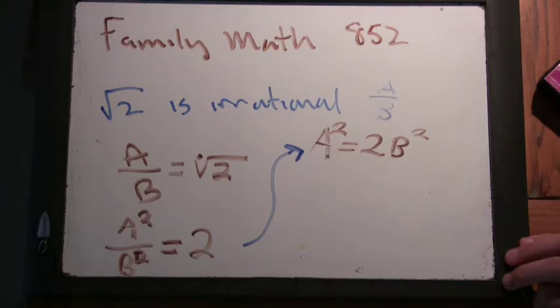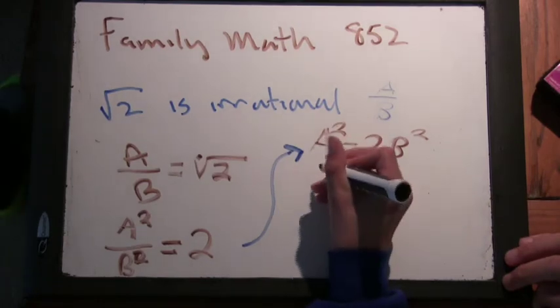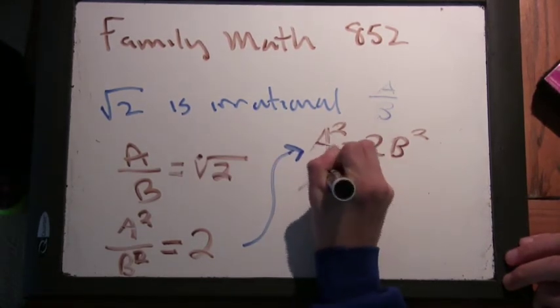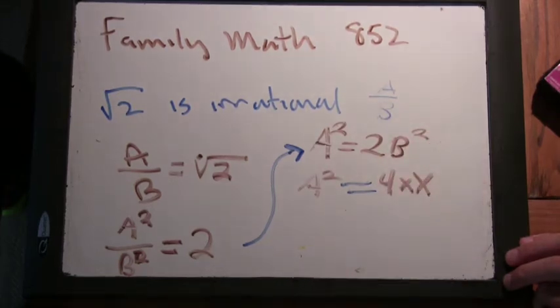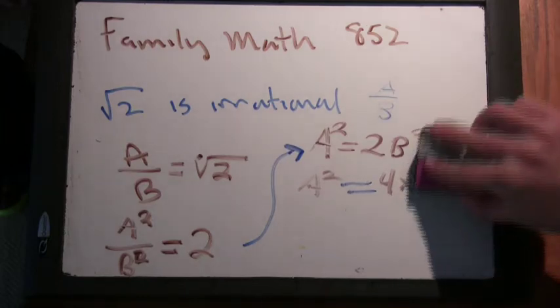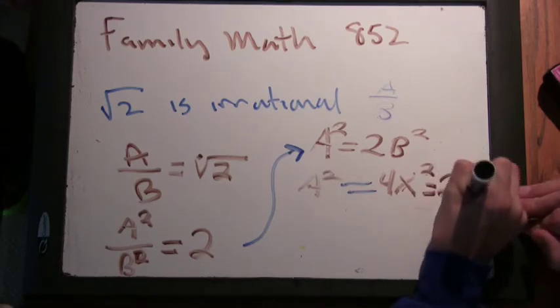What can we do next? What does it mean that A is even? So A is like 2 times some number. And what would that mean about A squared? It's 4 times some number, like 4 times x. So why don't you write that now? A squared is 4x squared, which equals 2B squared.